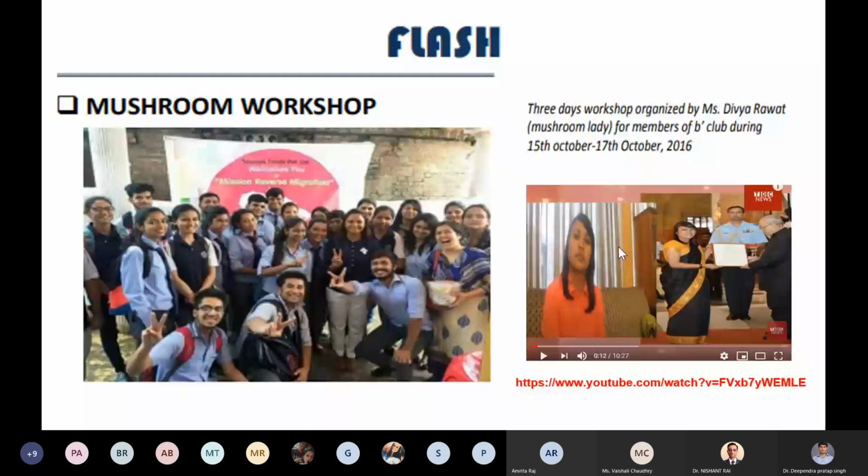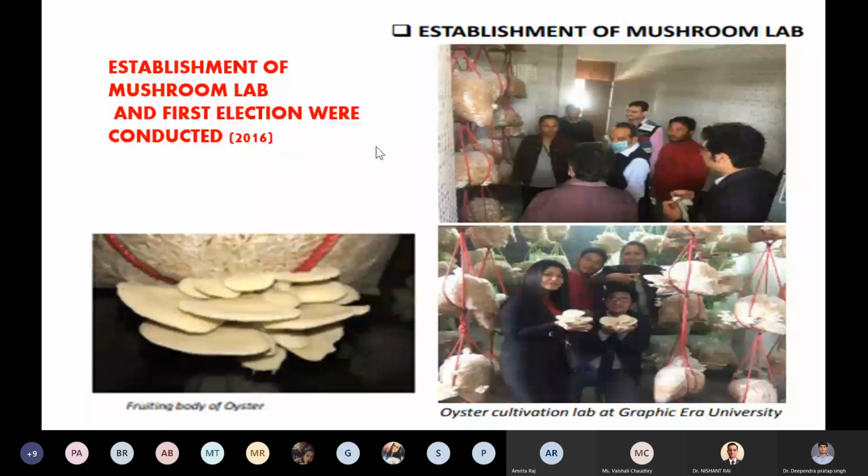Because mushroom is an indoor food, it is not damaged by animals, so there are fewer chances of damage. Also, the environment of Uttarakhand provides a good temperature for mushroom cultivation, and it is one of the costly vegetables and rich in proteins. So this was the first establishment of the mushroom lab by our founder members, established here on the Graphic Era campus.